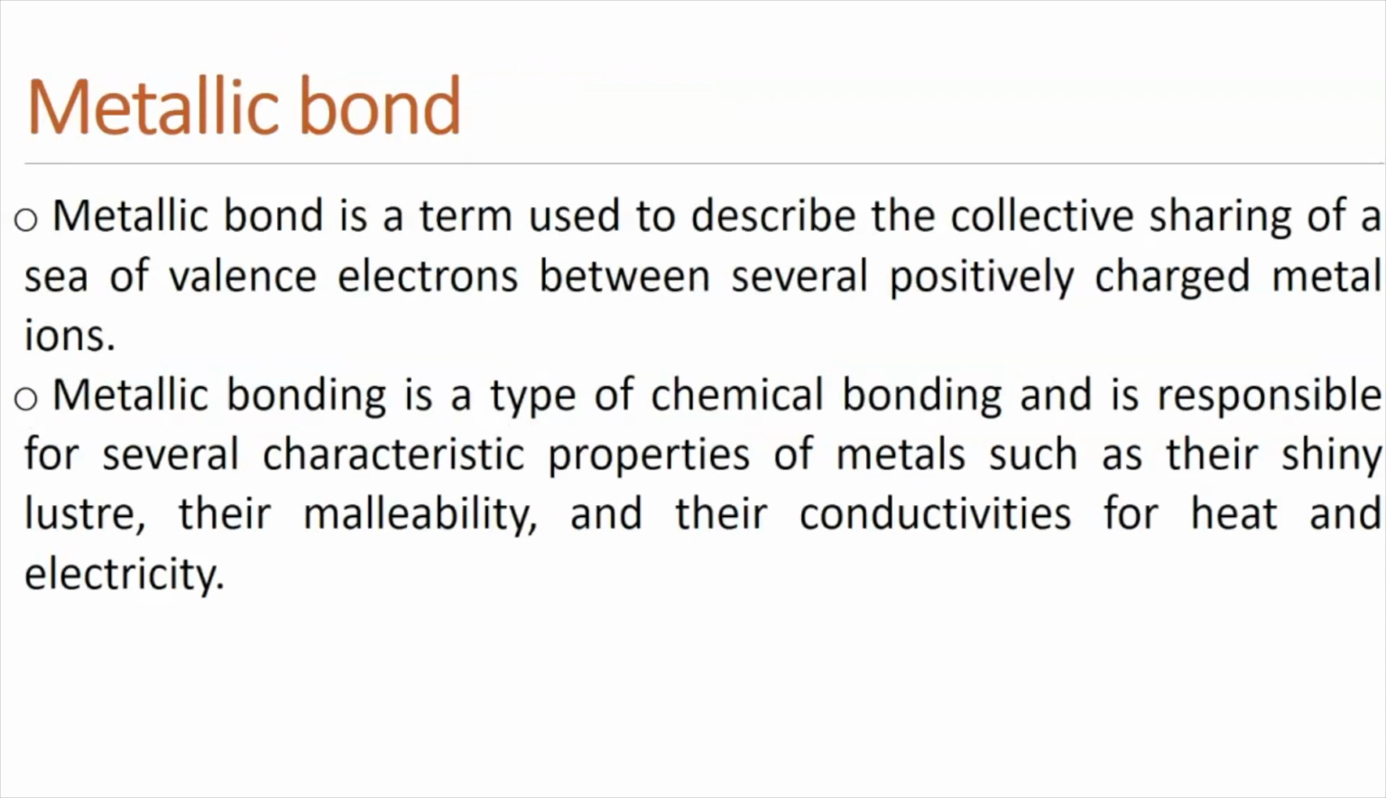Then the third bond is metallic bond. A metallic bond is a term used to describe the collective sharing of a sea of valence electrons between several positively charged metal ions. Metallic bonding is a type of chemical bonding and is responsible for several characteristic properties of metals such as their shiny luster, their malleability, and their conductivities for heat and electricity.